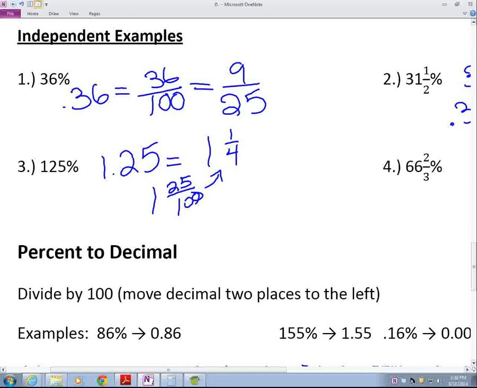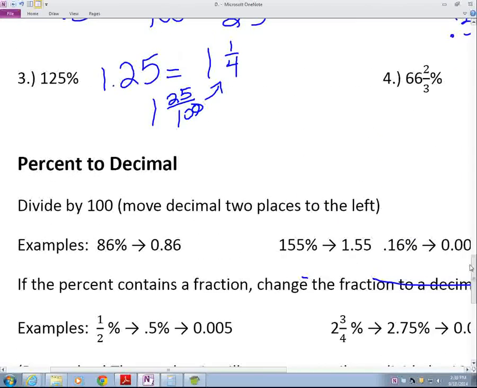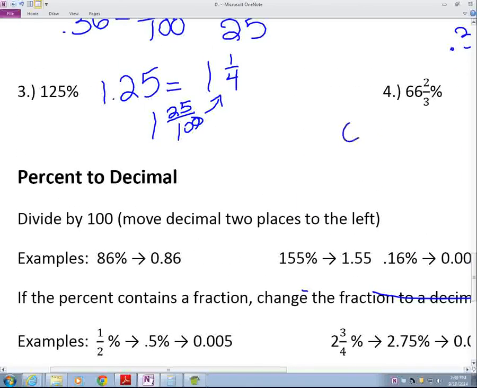Okay, then we have 66 and 2/3 percent. It just continues going the way it was. This one is going to be 66.6 repeating percent, which equals 0.666, with the 6 repeating, which is 2/3.